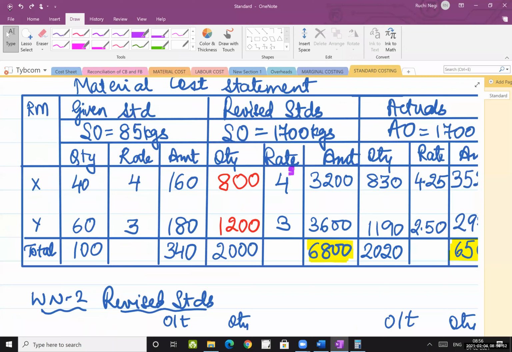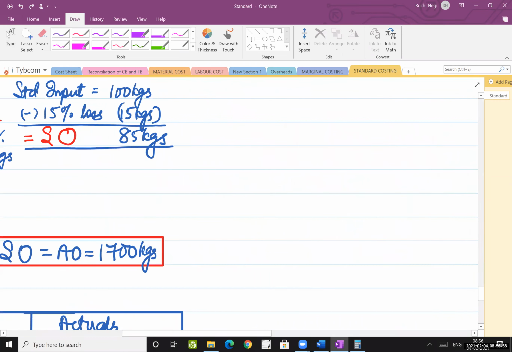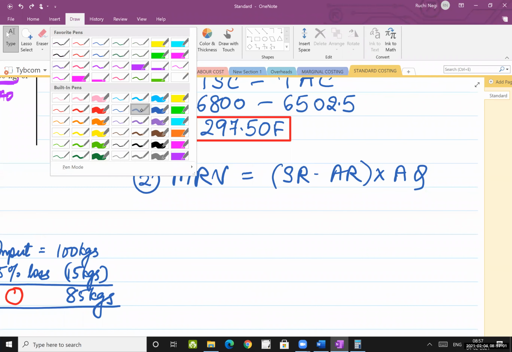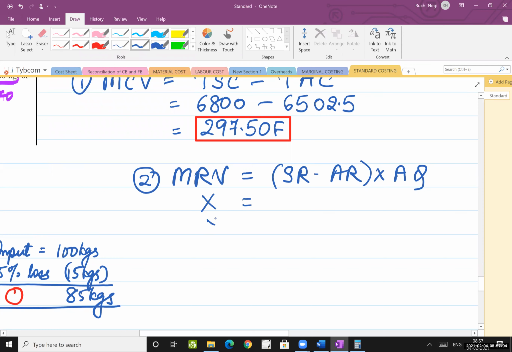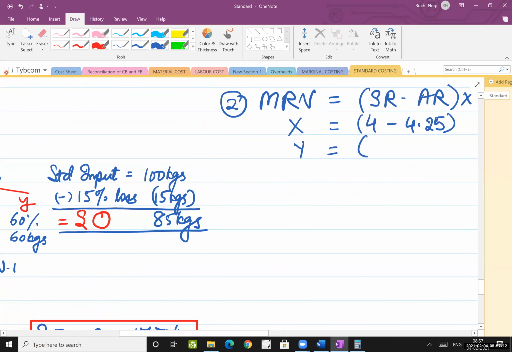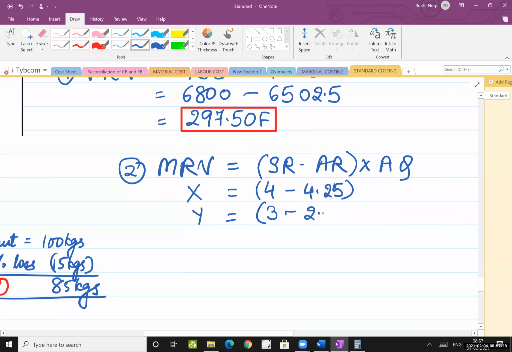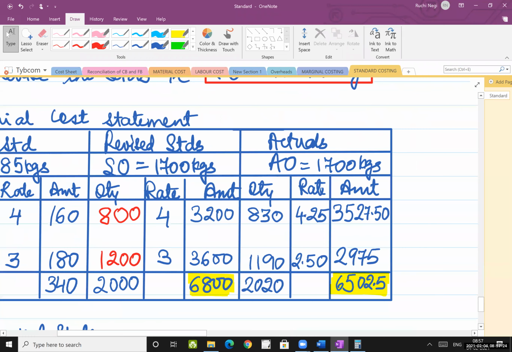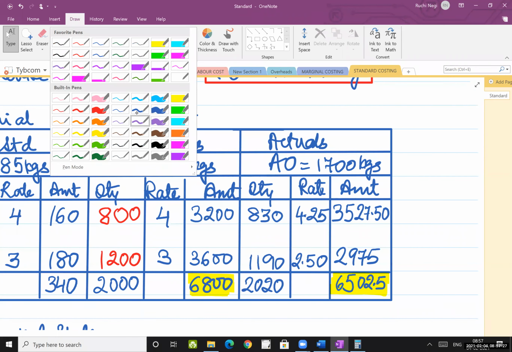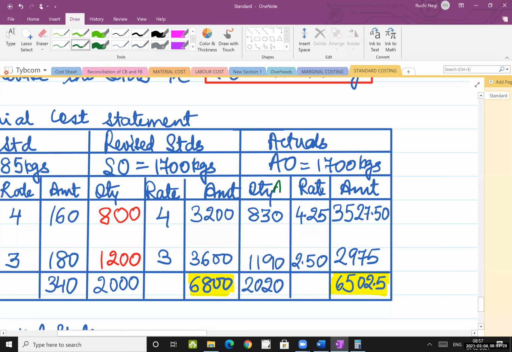Okay, for it, standard rate and actual rate. 4 and 4.25, so right here for X and Y. 4 and 4.25. Next is 3 and 2.5. Then multiply it with the actual quantity. So this is my actual quantity column here, and this is standard.